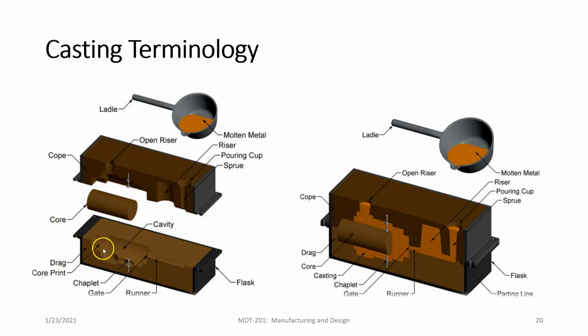And then if we want to cast a hollow shape, we use what's called a core. And a core is just an object that fills in the hollow shape, and the liquid flows around it, and then we create a hollow, right? You can see that right in here.